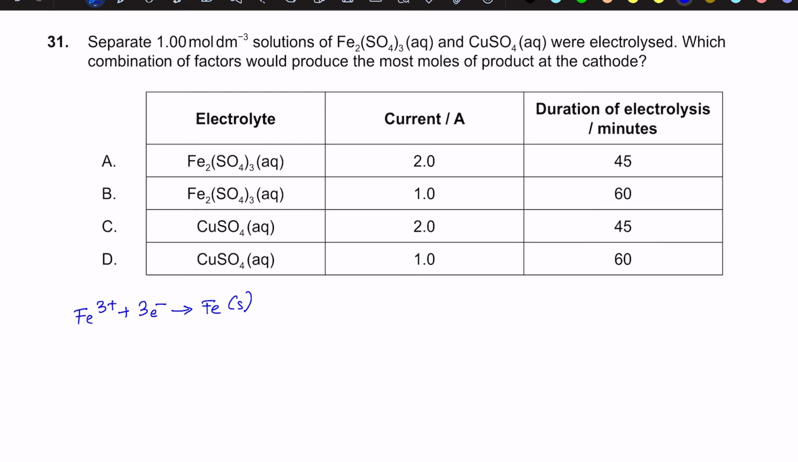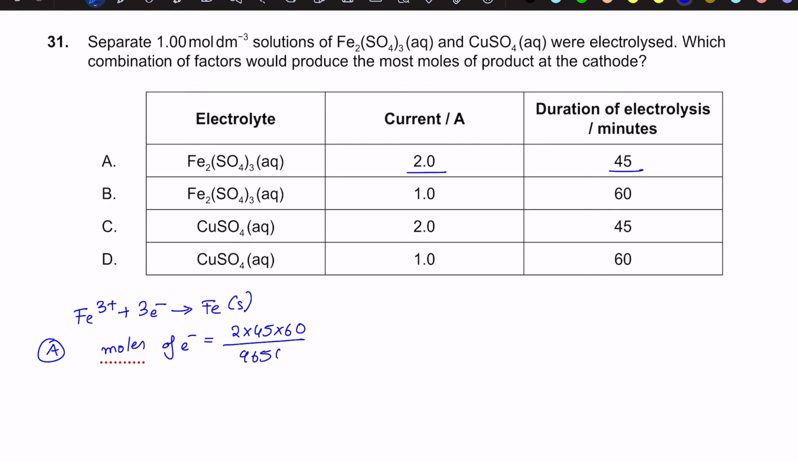Okay, so with this we can solve A and B. For option A, your moles of electrons will be total charge transferred divided by 96500. You are passing 2 amperes of current for 45 minutes, so total charge will be 2 times 45 times 60, right?